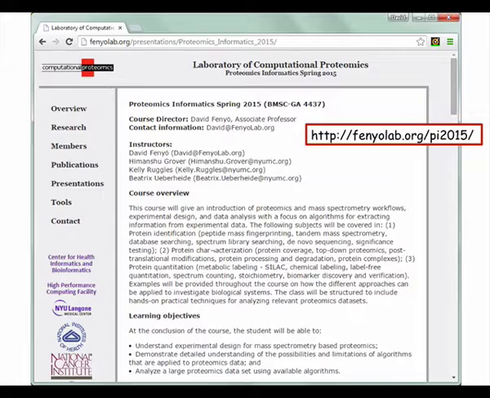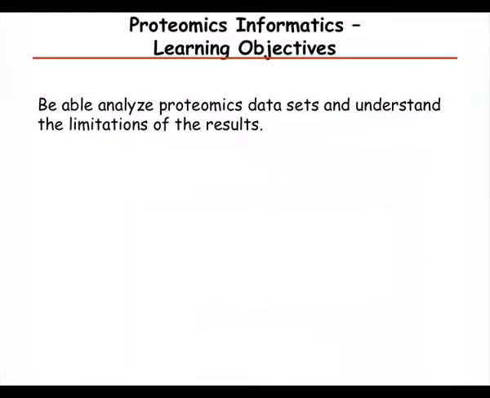And the other thing is the schedule. The idea with this course is that you should be able to analyze proteomics data sets. So you should understand the basics of the different experiments, and you should understand the different ways to approach that problem. Often there are many different ways that one can do experiments, so we're going to discuss that also.